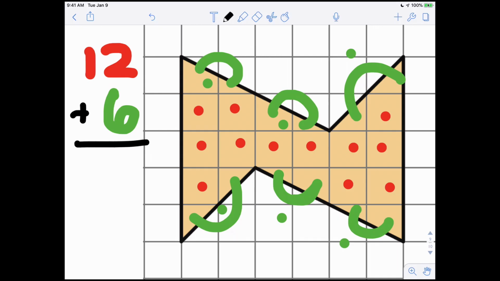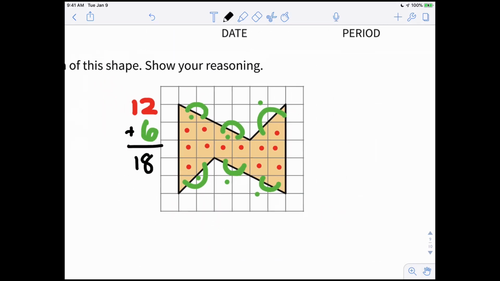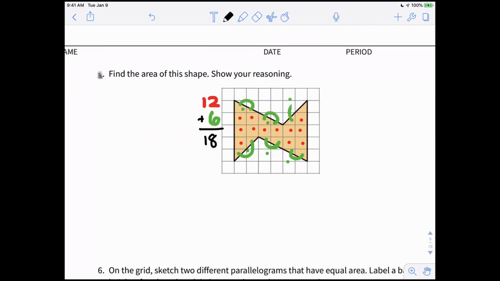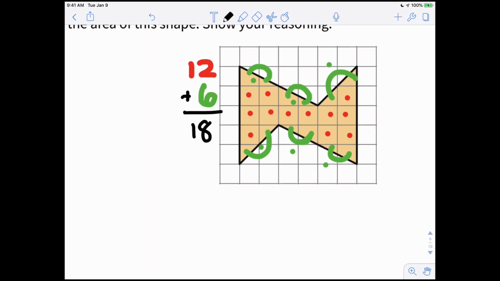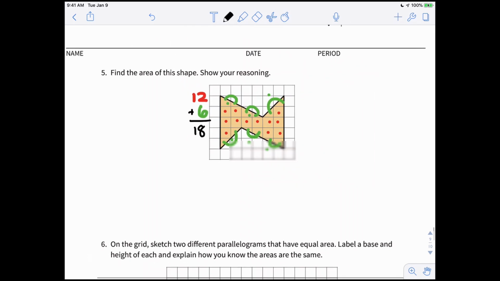So we add those together and we get 18 square units. There's no fancy formula. We didn't have to use a fancy formula or the triangle stuff that we've been learning. So that's a nice review problem. The area is 18 square units.